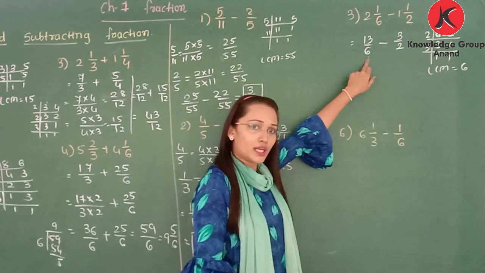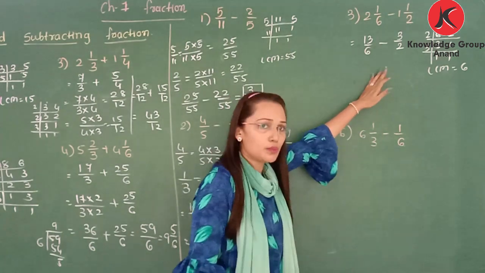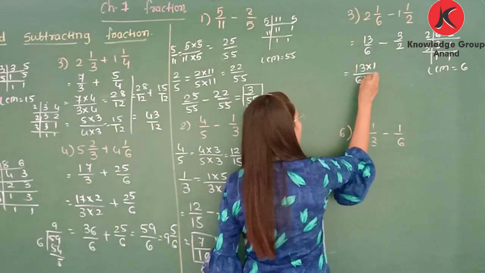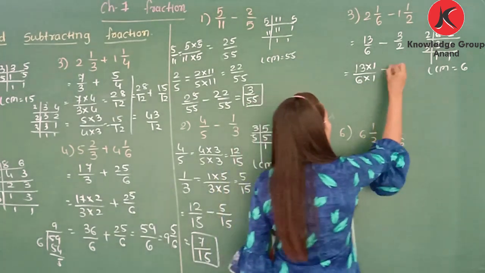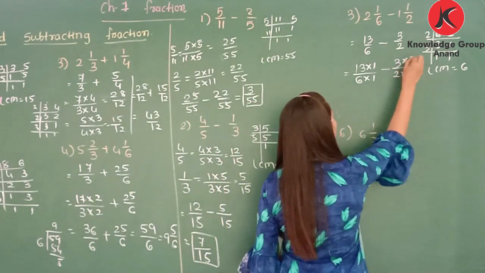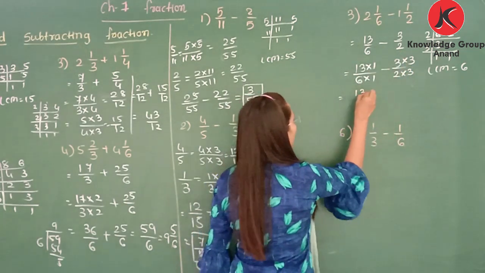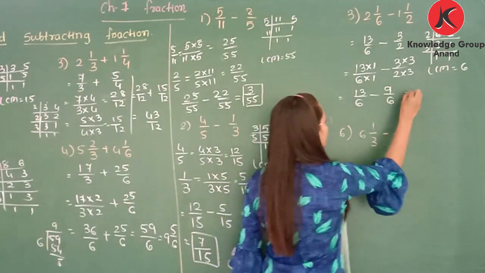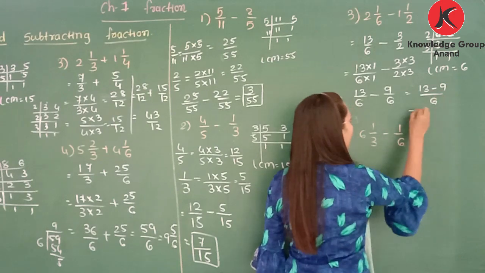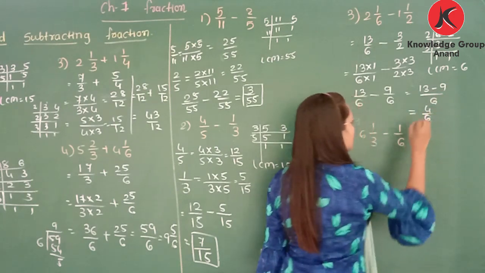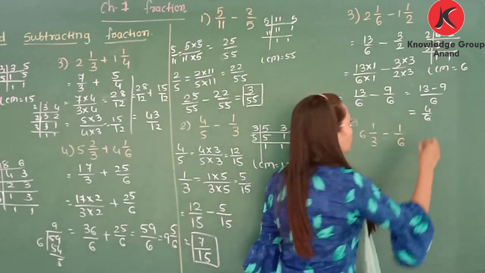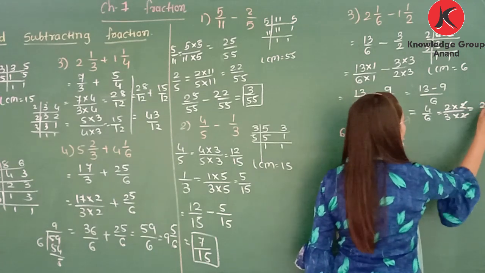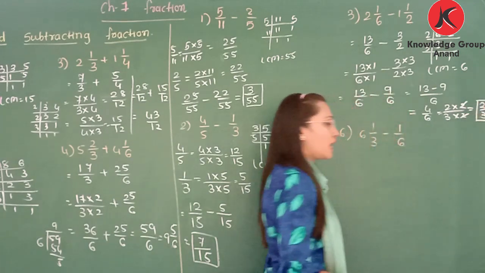So here LCM is 6. Now here already the denominator is 6. So you can multiply it with 1 or you can leave 13 by 6 as it is. So we will multiply 1 to get 6, and 3 by 2 is multiplied with 3. Now we have 13 by 6 minus 9 by 6. So 13 minus 9 whole divided by 6 we can write. So it is 4 by 6. Now here you can cut the common factor 2. So it is 2 by 3. So this is our answer.